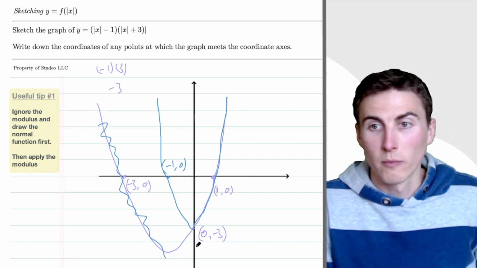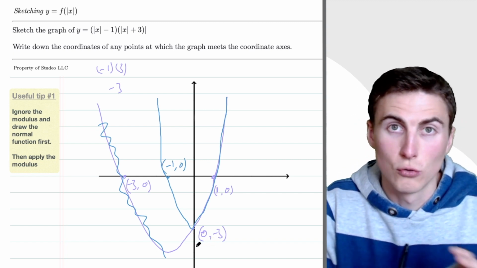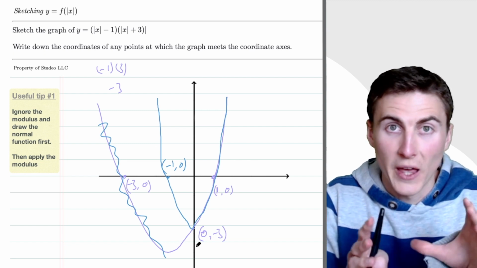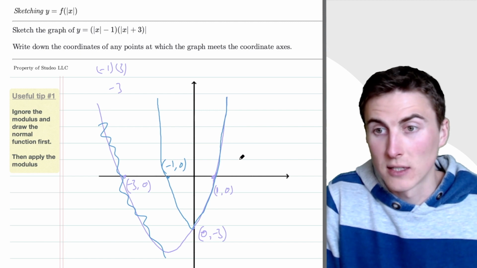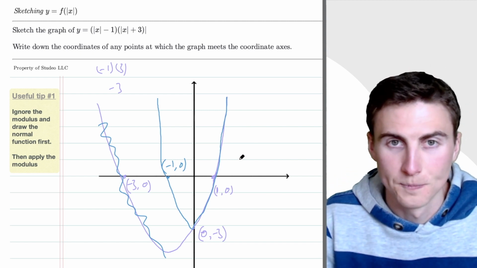But that's all. So remember, the takeaway is just to draw your normal graph and then take all this positive stuff from the right-hand side and flip it over to the left-hand side. And that's it.